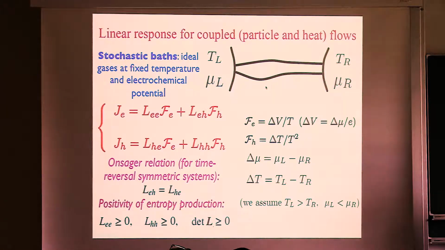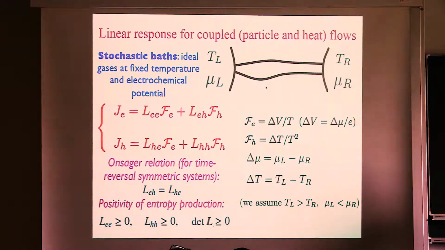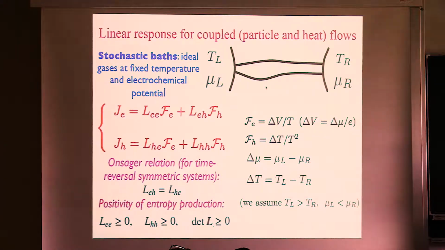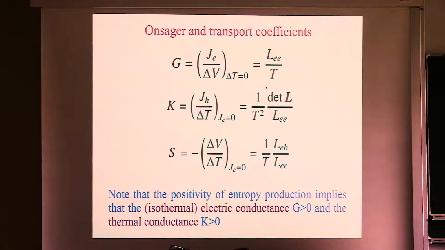So within linear response, we have this couple, electric and heat flows. They are linearly connected to thermodynamic forces, which are basically voltage and temperature difference. They obey the Onsager relations. I will consider only systems with time reversal symmetry. And you have constraints from positivity of entropy production, of course.